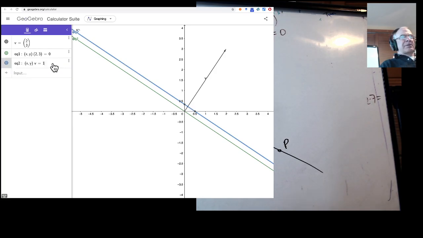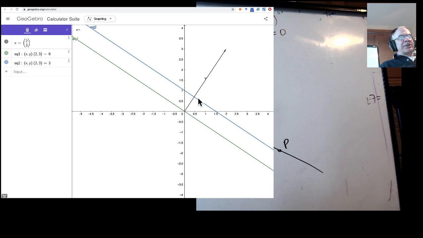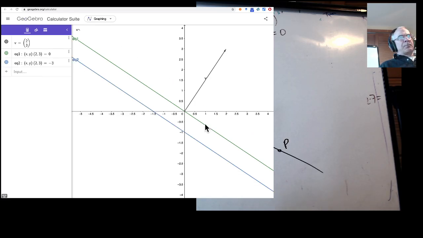If I replace 1 by 2 or by 3, I will get values for which p dot v is larger and larger. That is a line moving parallel to itself and all the time orthogonal to v. If I replace the 3 by minus 3, then I'm moving in the opposite direction, to values smaller than 0.